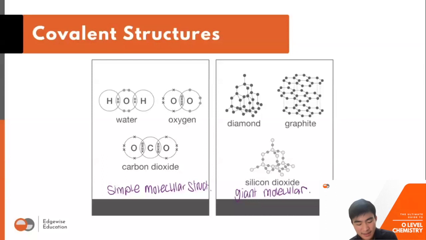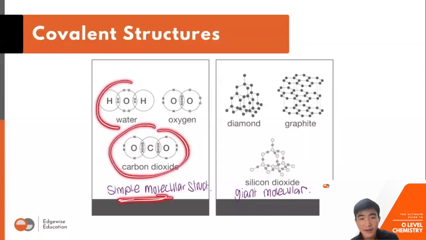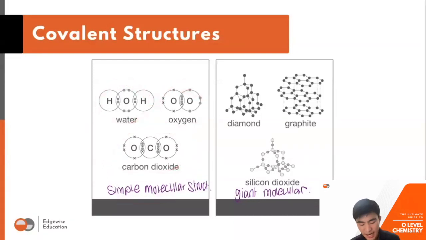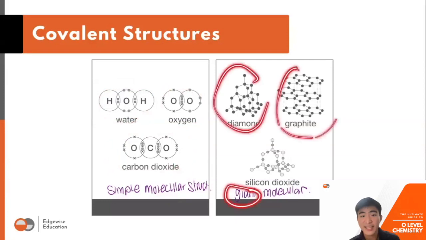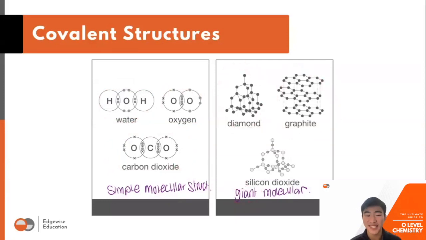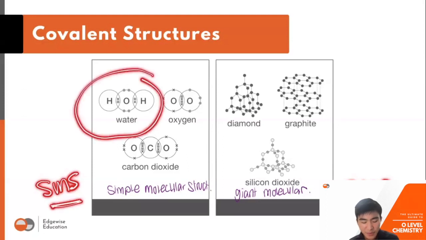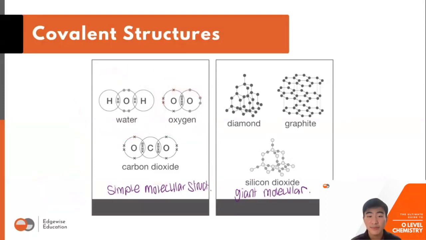Okay, simple molecular, I got very, very small, simple molecules. Giant molecular, I got very, very big, gigantic molecules. The name is self-explanatory. Okay, now SMS and GMS. SMS, for example, water, oxygen, carbon dioxide, they are all simple. Now, giant molecular structure, they have three types that you need to learn. The first one is known as diamond. The second one is known as graphite. And the last one you learn is called silicon dioxide.